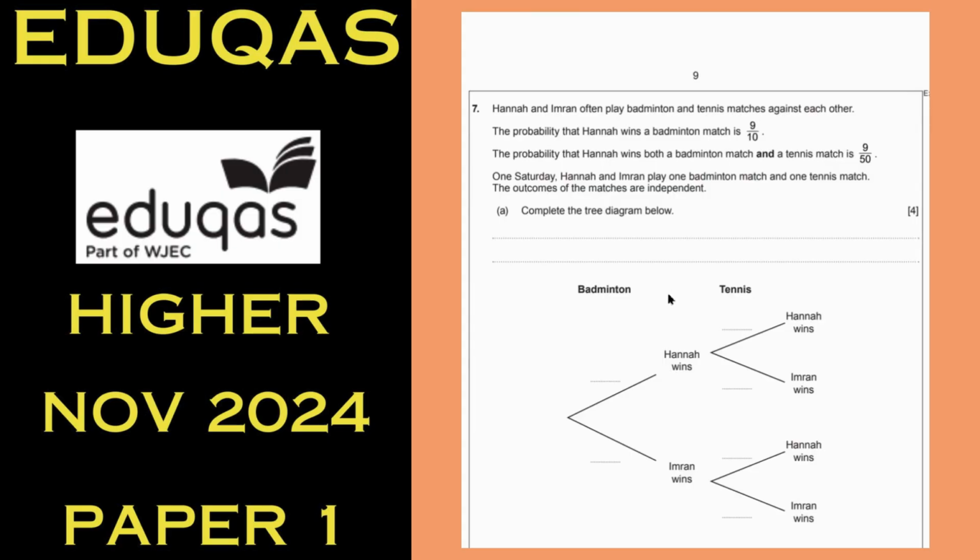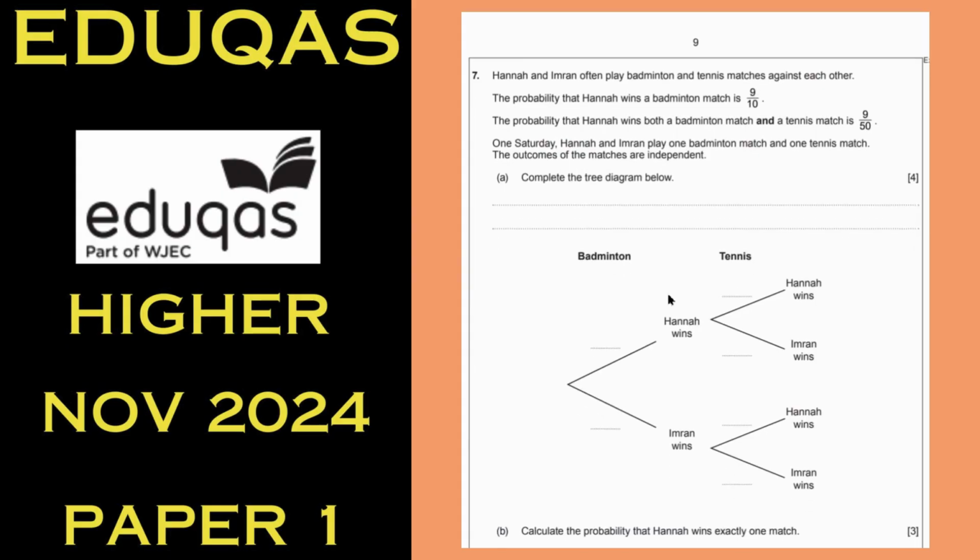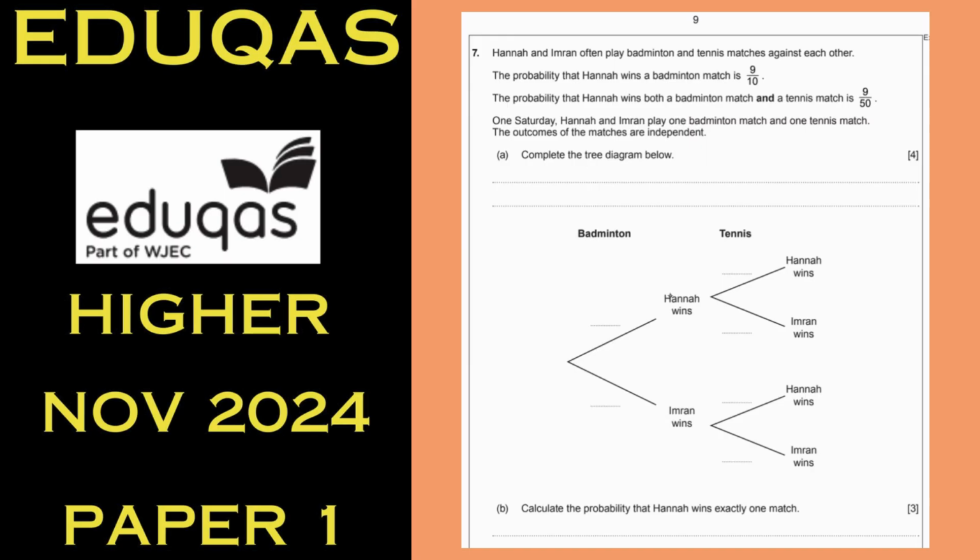Number 7, we are playing badminton and tennis. 1 line at a time, because this is a little bit waffly. The probability that Hannah wins, 9/10. In it goes. Don't read on. Fill in the 1/10 first. The probability that Hannah wins both badminton and tennis is 9/50. So that 9/50 needs to go here.